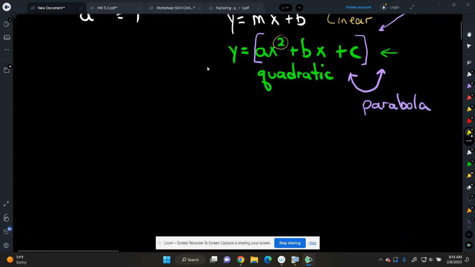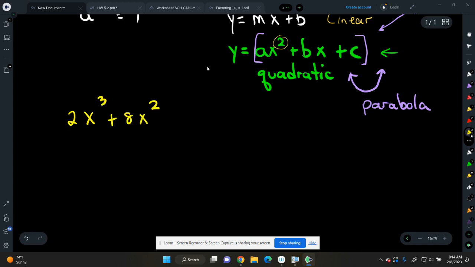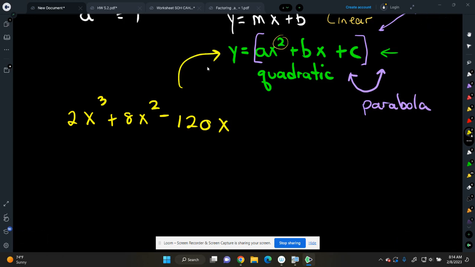Let's look at 2x to the third plus 8x squared minus 120x. That doesn't look anything like that, does it? No. So that's my clue that maybe I have a greatest common factor that I can take out first. Okay, we can take a 2. That's good. What else can we take? 2 and an x. Okay.